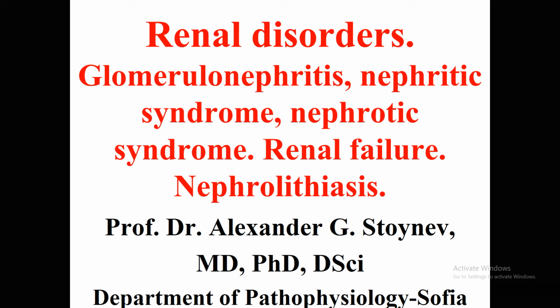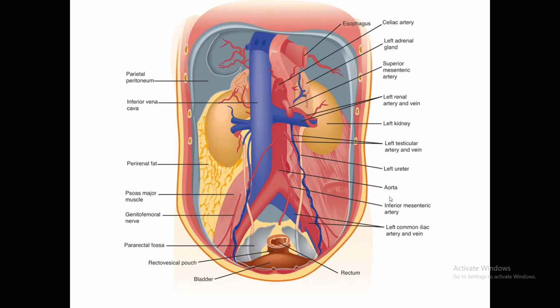Before starting the presentation of renal disorders, let me review briefly the basic aspects of the kidney structure and function. This picture illustrates the position of the kidneys and especially the good perfusion. The kidneys receive approximately 25% of the cardiac output through the renal artery.